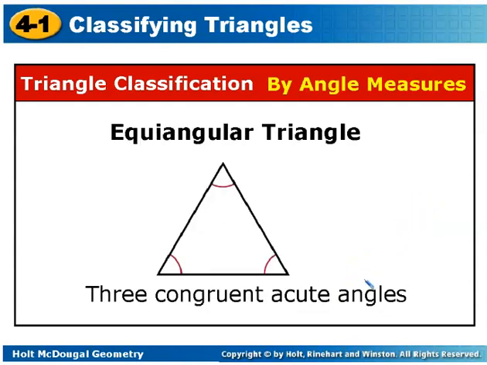Another triangle you'll see is what's called an equiangular triangle. Equa meaning equal, and angular is talking about the angles. So we're talking about equal angles, and you'll notice that they have three congruent acute angles, and those are marked by these arcs.